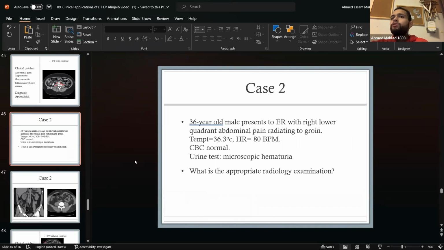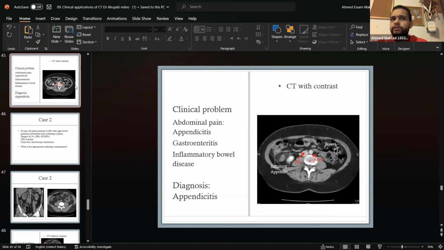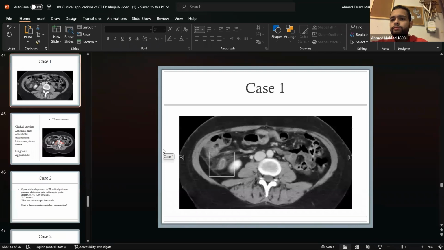Case number 2 is a 36-year-old male who presents to the ER with right lower quadrant pain that radiates to the groin. The temperature is 37. Does inflammation here look like that in the brain? Do you mean the appendix? Is that what you're talking about?